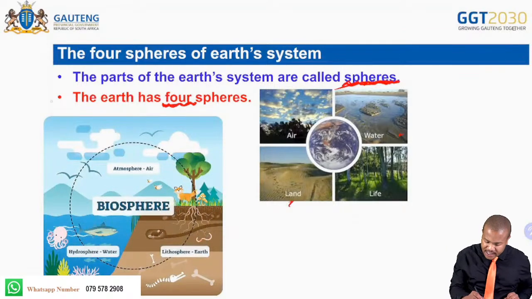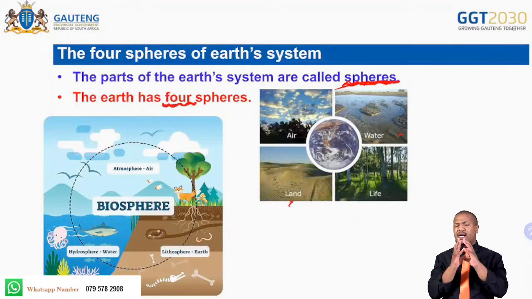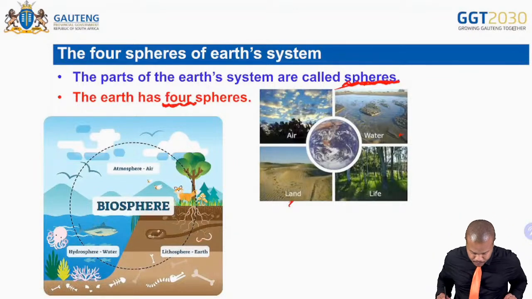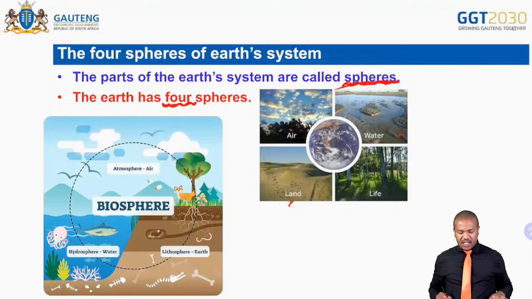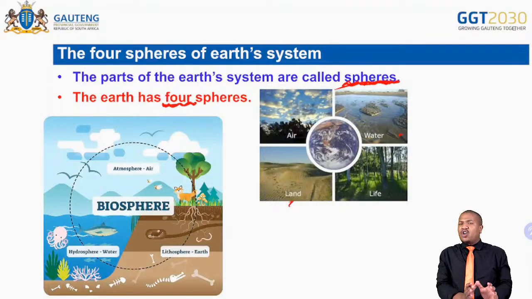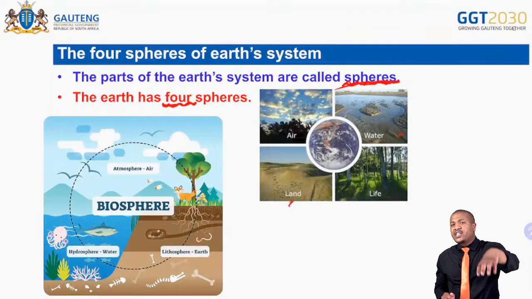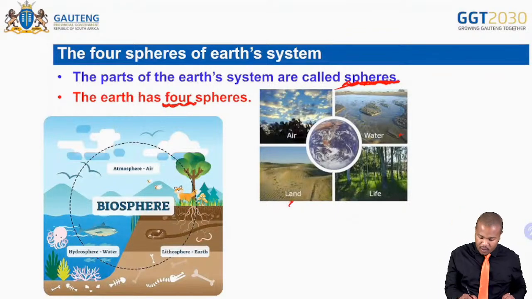So now let's look at this picture here and try to analyze what is happening. This picture represents all the four spheres that we are talking about. And I want you to look carefully. It shows some interaction as well, some interaction and also dependency from one sphere to another.